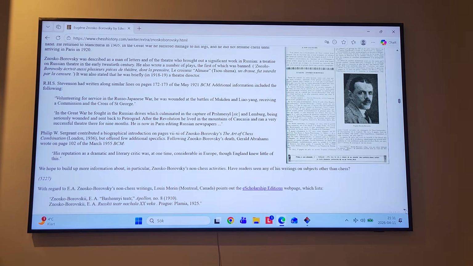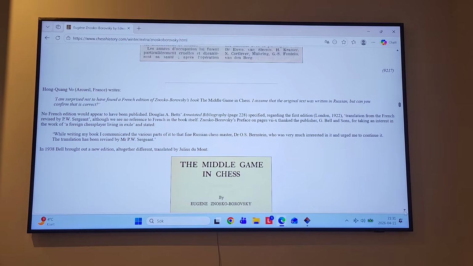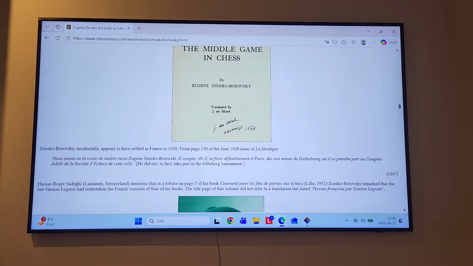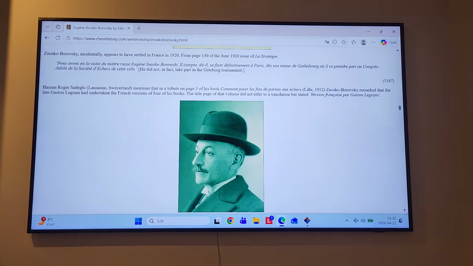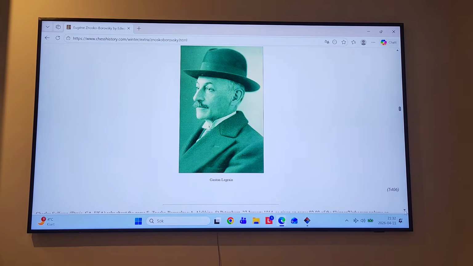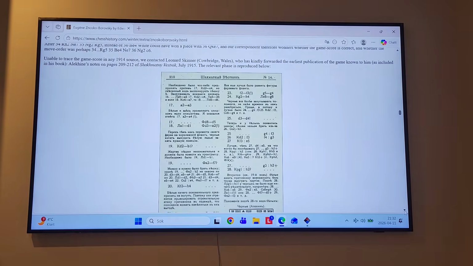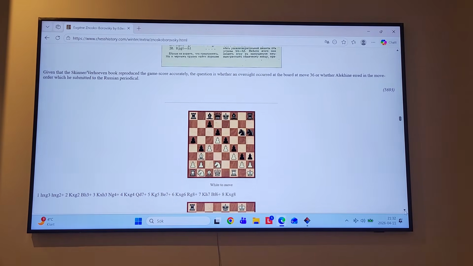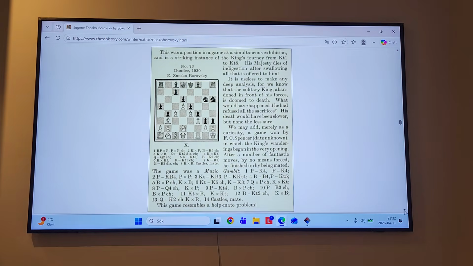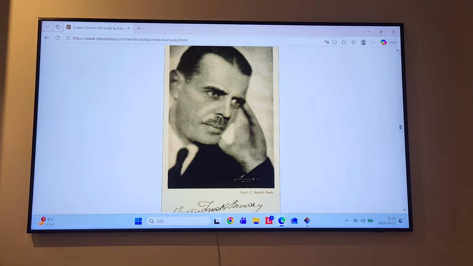I should also mention that Znosko-Borovsky had a very exciting life. He was wounded several times because he was a soldier in the war between Russia and Japan, 1905, and he was also wounded in the First World War. Yeah, here we have a very clear photo of him taken in Paris.